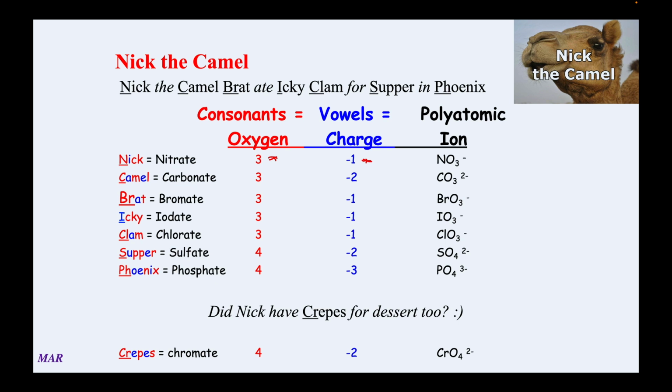So you can keep going. Down next, kind of close to the bottom, supper begins with S, so that's a sulfur. Has 4 consonants, 4 oxygens, 2 vowels, U and E, -2. Anyway, some people dig this. You don't have to use it, but it is something that's available. Chromate is another one we throw in sometimes, so that's also a possibility. Anyway, if you dig Nick the Camel, cool. If you don't, it's no problem. It's just an option for you to learn.